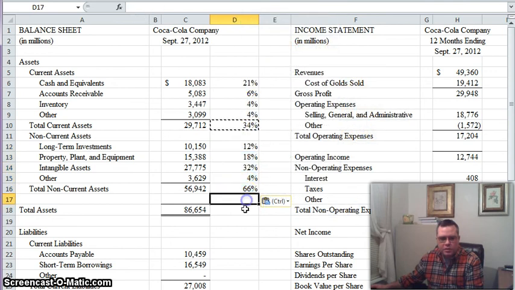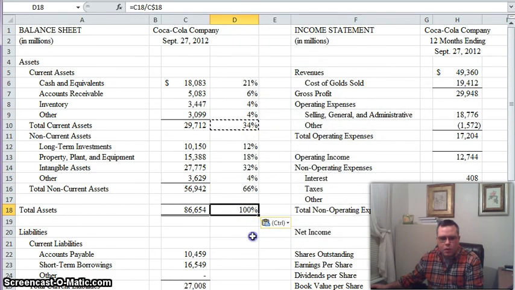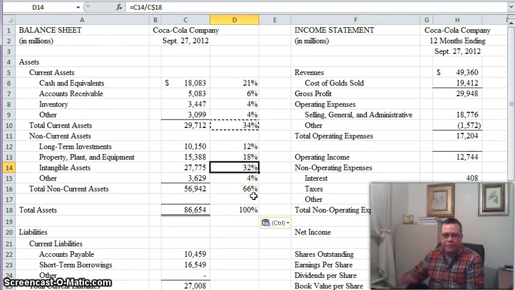You keep doing this. Get them all. Obviously, assets are 100% of total assets. 66% of your assets are in non-current assets. 32% are intangible assets. Now, that's pretty high for most businesses, but this is Coca-Cola we're talking about.